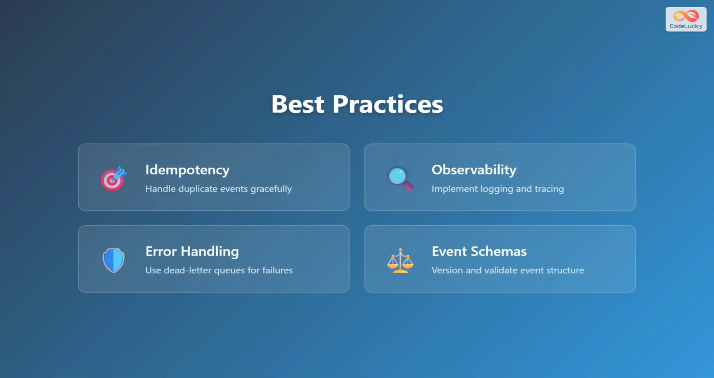When building event-driven serverless applications, follow these best practices. Implement idempotency to handle duplicate events gracefully, ensuring the same event processed twice produces the same result. Add comprehensive observability with logging and tracing to understand event flows. Use dead letter queues for error handling to capture failed events for investigation. Finally, version and validate your event schemas to maintain compatibility as your system evolves.